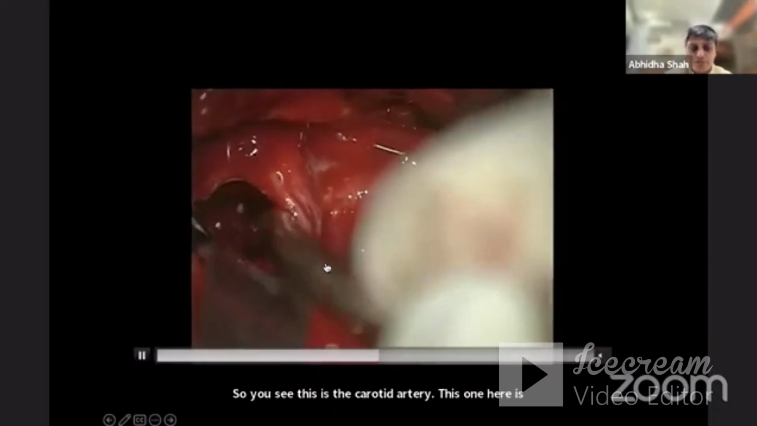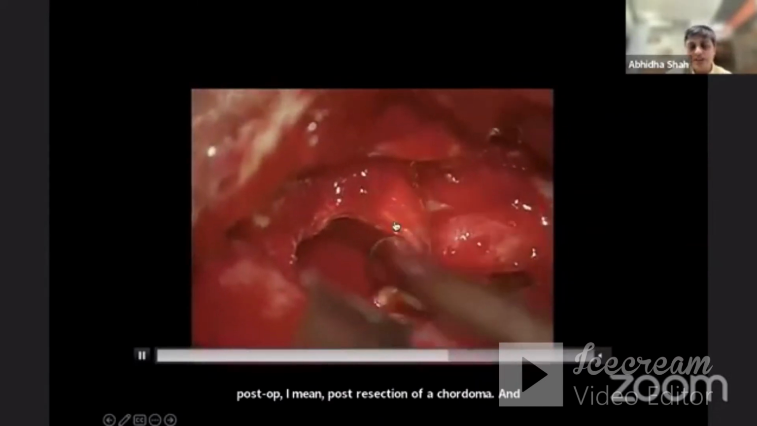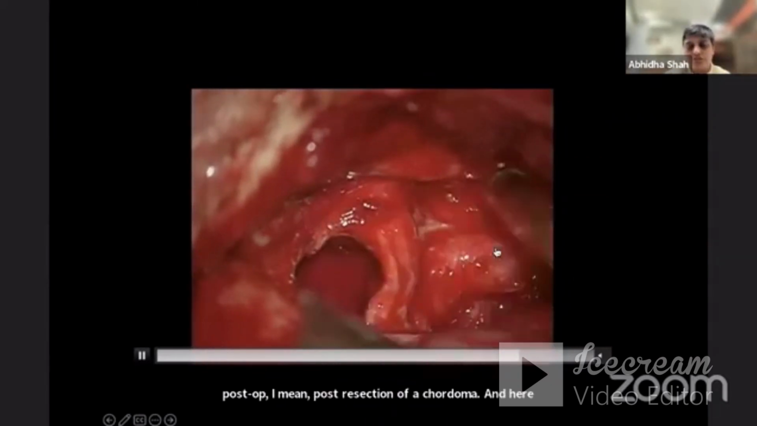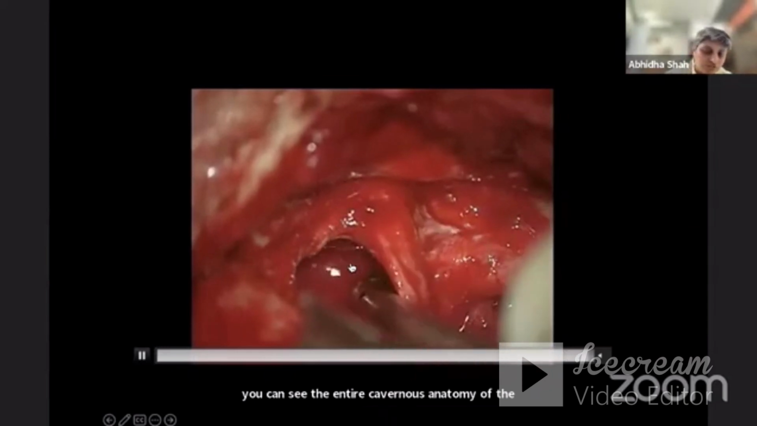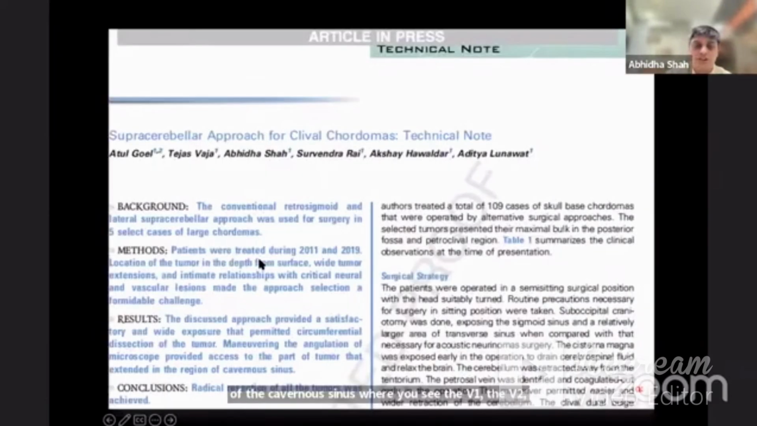This is the post-resection of a chordoma. And here you can see the entire cavernous carotid anatomy of the cavernous sinus, where you see the V1, the V2, and inside you see the carotid artery. And you will also see the 6th nerve. I'm not sure if it is there in this video, but it runs lateral to the carotid artery.